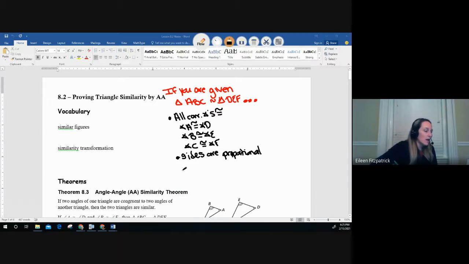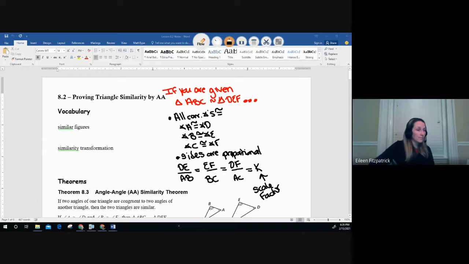Sorry, that's so messy. So we can say that side DE corresponds to side AB and is equal to side EF, which corresponds to side BC, which is equal to side DF, which corresponds to side AC. And they're all equal to K, that scale factor. Remember, K is your scale factor. All right, so that is what we learned in lesson 8.1.